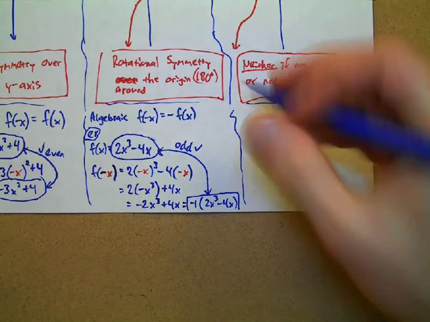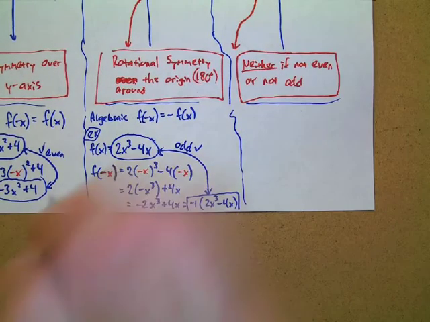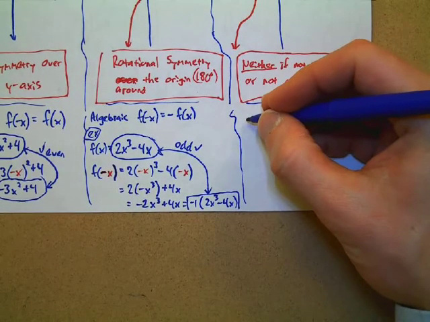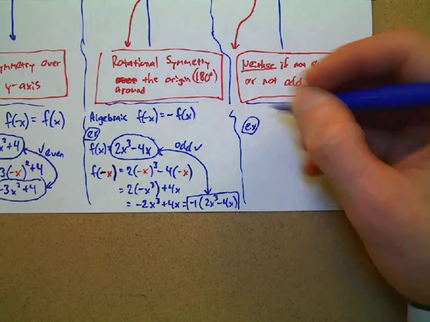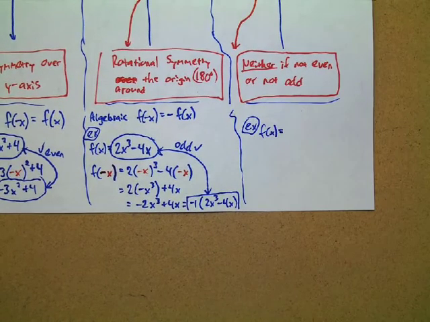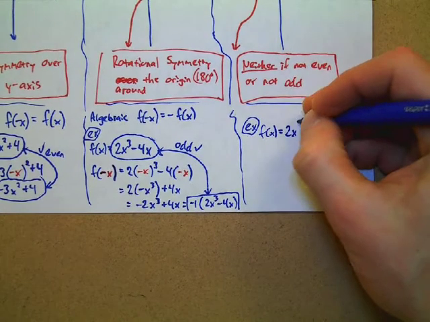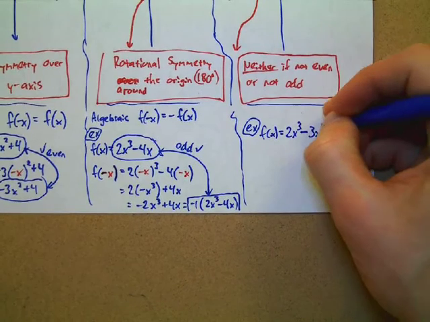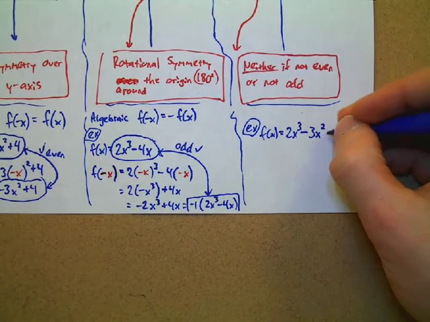Okay, we'll do one more, a non-example here, which, there's a million non-examples we could do, I guess. Let's say we have f of x equals 2x to the third minus 3x squared minus 4x plus 4.